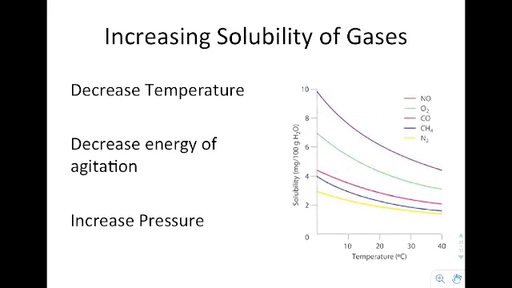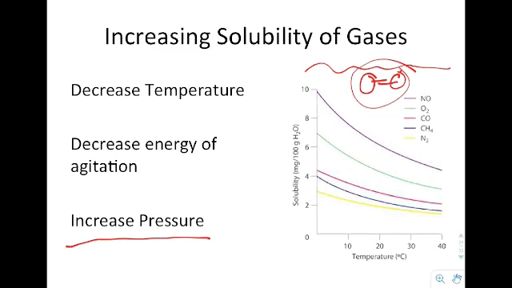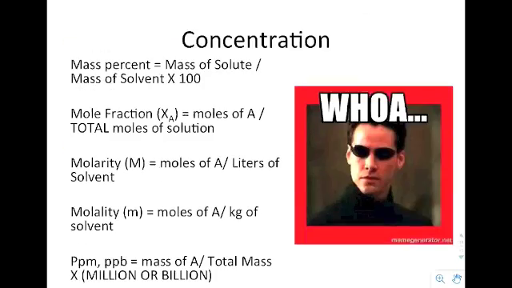Whenever you want to increase the solubility of a gas, you actually have to decrease the temperature, and you need to decrease the energy of agitation so you can't shake it up, and you can also increase the pressure. Because remember, whenever you're trying to increase the solubility of gases, these things already have enough energy that they can escape the liquid. And if you give it even more energy, you're making it more likely that it's going to escape the liquid because it has more velocity. It's going to achieve that escape velocity.